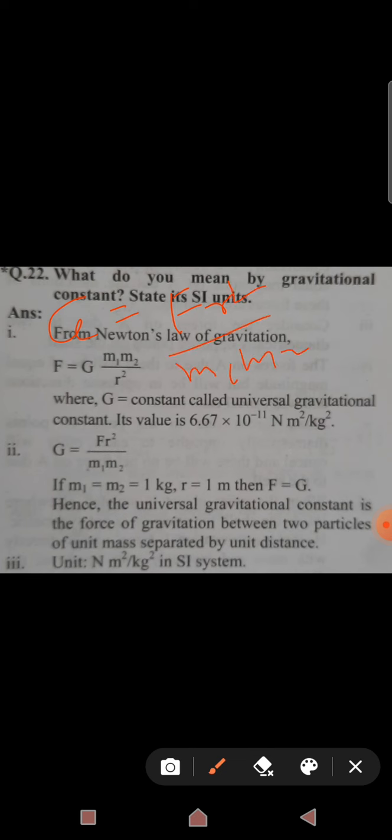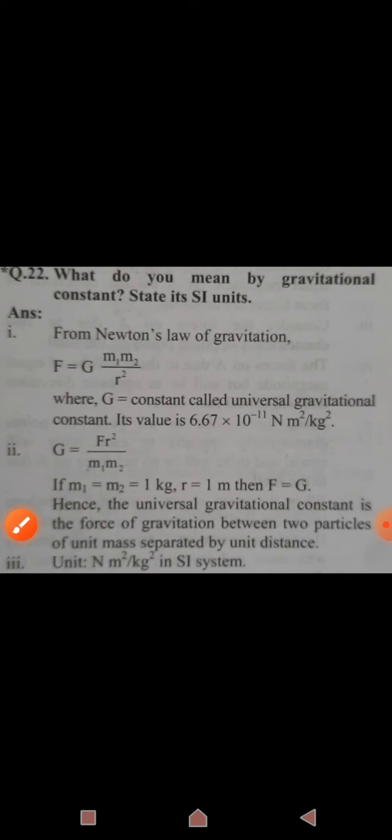What is F? F is a force. What are the dimensions for the force? 1 in mass, 1 in length, and minus 2 in time. What are the dimensions for the length? For r, r square is there, so we can write the dimensions as L square. What are the dimensions of the mass? m1 and m2, so m square.